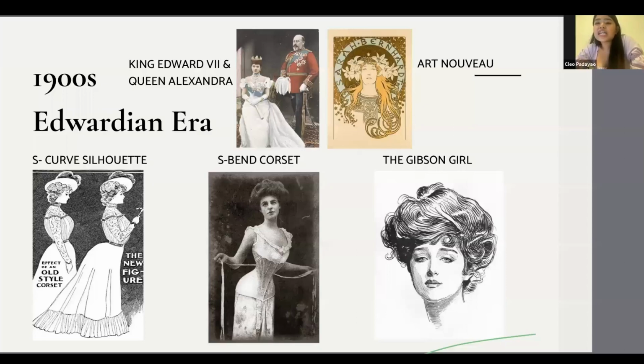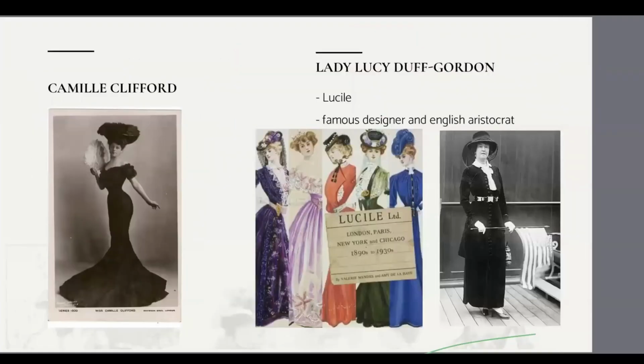And then the ideal look of the decade is the Gibson girl. This is actually an illustration by Charles Gibson, an American illustrator. So imagine their ideal beauty is from an illustration. So it's even fictional. So next, who has the body and the ideal beauty of that decade? One famous actress here is Camille Clifford. As you can see, she has this S-curve silhouette.